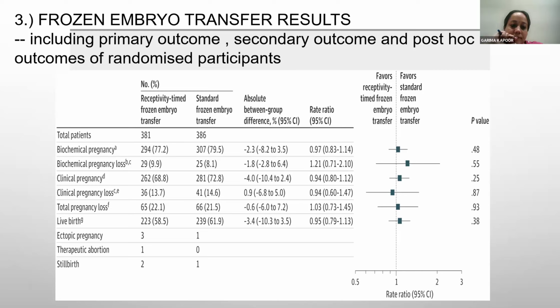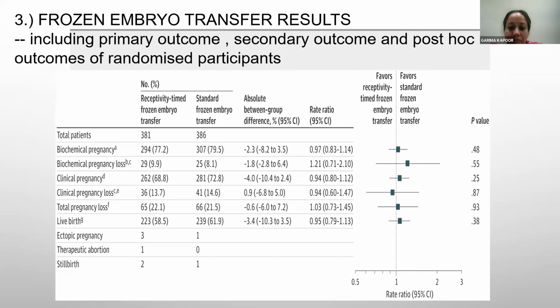Again, if we look into the secondary outcome, that is the biochemical pregnancy and the clinical pregnancy, in both the categories the p-values are 0.48 and 0.25, which is again non-significant. If we look into the post hoc analysis outcome, that is the biochemical pregnancy loss and the clinical pregnancy loss, there is a slight difference: in the intervention group the biochemical pregnancy loss is 29, and in the standard group it is 25.